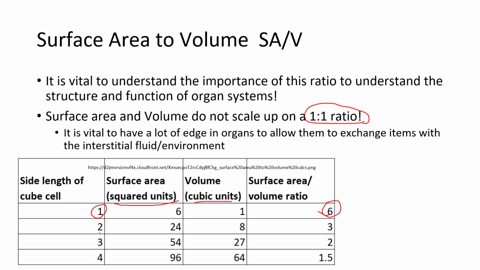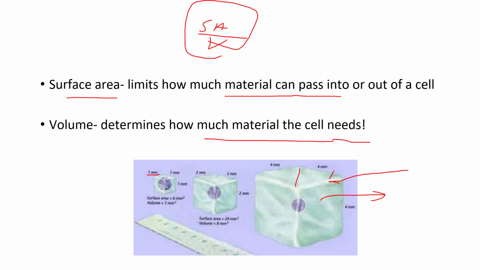If you double the size of that cell to units of 2 on each side of that cube, so 2 microns or 2 millimeters, you have a surface area of 24 and a volume of 8. And now when you do 24 over 8, you get a ratio of 3. That ratio keeps going down, until if you have a cell 4 units wide, you only have a ratio of 1.5. So as we go from a little cell like this to a big cell like this one, it only has a surface area to volume ratio of 1.5, whereas this one had a ratio of 6.